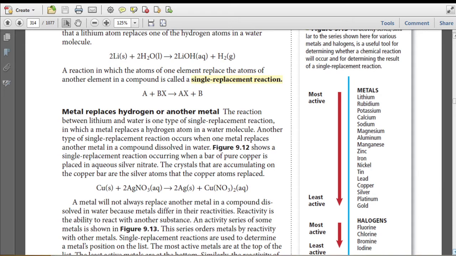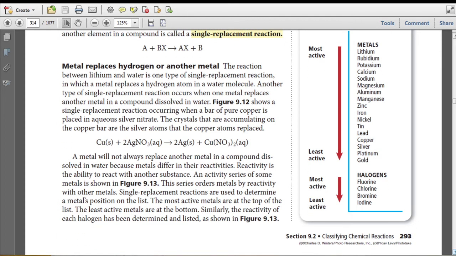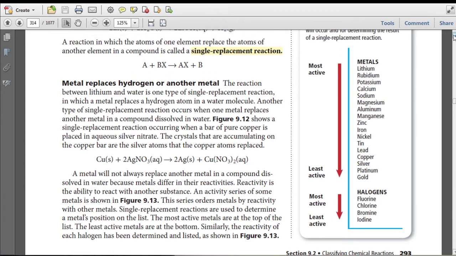A metal will not always replace another metal in a compound dissolved in water because metals differ in their activities. Reactivity is the ability to react with another substance. An activity series of some metals is shown in figure 9.13. The series orders metals by reactivity with other metals. Single replacement reactions are used to determine a metal's position on the list. The most active metals are at the top, whereas the least active metals are at the bottom. Halogens are also ranked there as well.